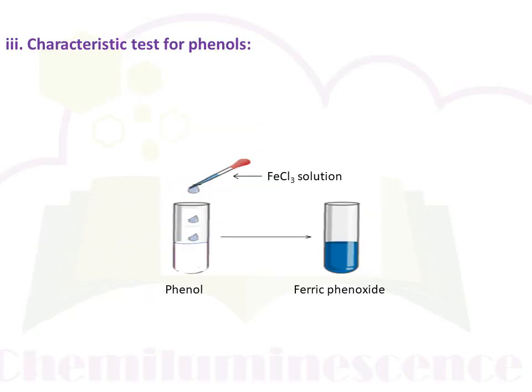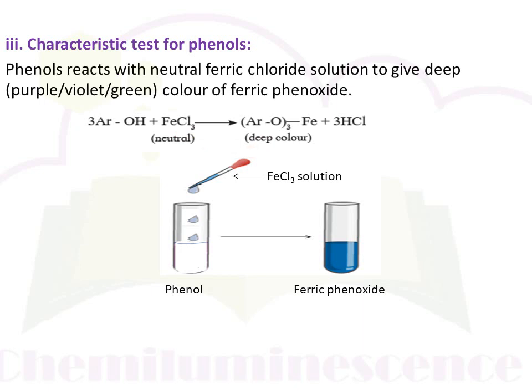Next is a characteristic test for phenols. Phenol on reaction with neutral ferric chloride solution gives a deep blue color solution, that is ferric phenoxide solution. The reaction happens in this way: phenol reacts with neutral ferric chloride and forms ferric phenoxide, which has a deep blue color. The formation of this deep blue color shows the phenolic nature of the compound.